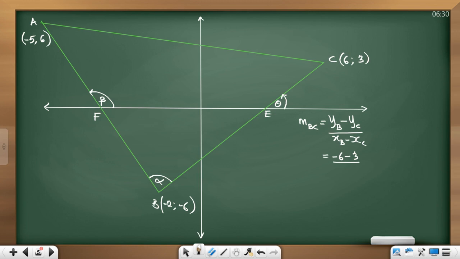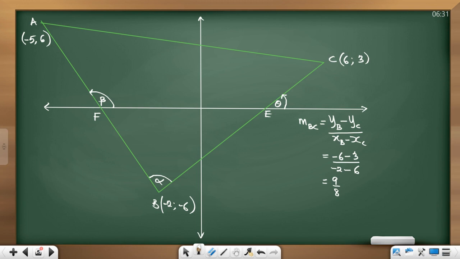Over, what is the x value of B? I'm going back to my B coordinate. Negative 2 minus, what is the x coordinate of C? Oh, by the way, let's check. We know that this should be a positive answer, right? So be expectant. If you put this in a calculator, you're going to have minus 9 over minus 8, which will then give you 9 over 8. It is a positive gradient because of the way it looks. It's increasing. That was the first type that we looked at.